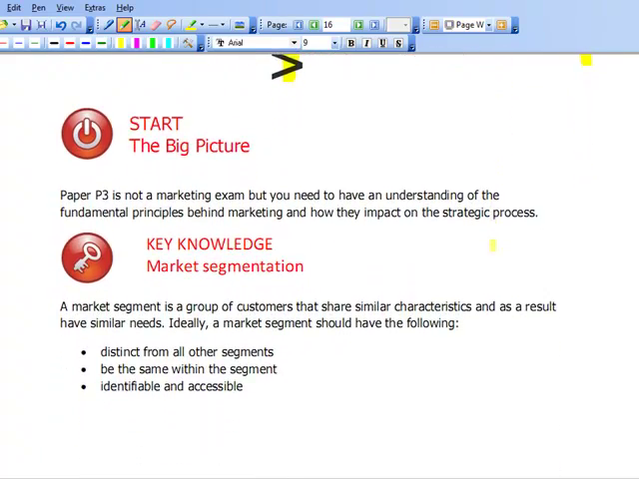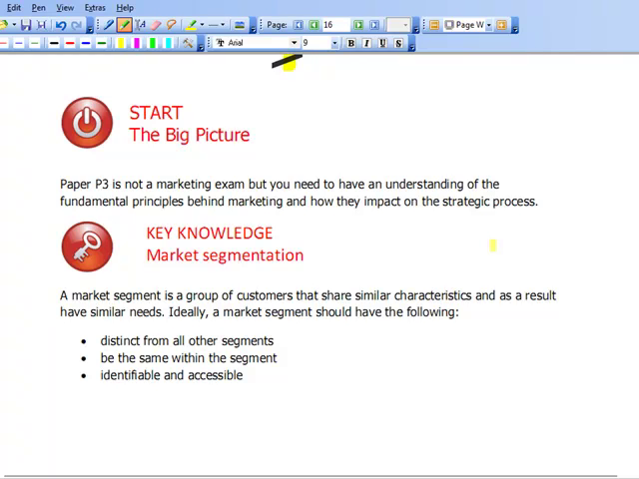If we look at the big picture to start with. Now, I always like to tell my students, paper P3 is not a marketing exam. So you do not need to be a marketing expert. You do not need to be a marketing guru. What you do need, however, is you must have an understanding of the fundamental principles behind marketing, and importantly, how they impact on the strategic process. So you need to know the basics.